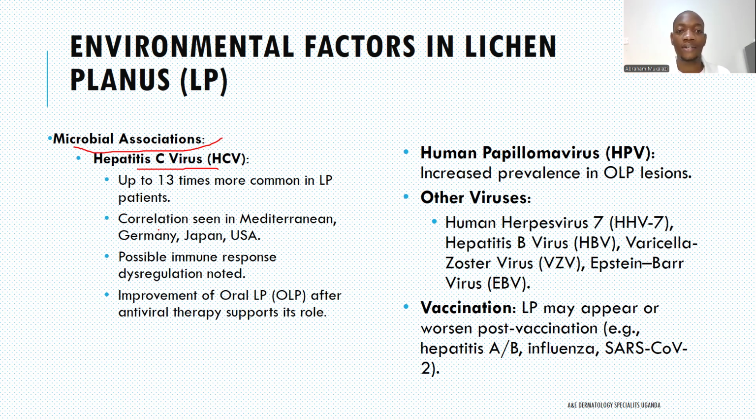And this correlation is also seen usually in the Mediterranean people, in Germany, Japan, and USA. And there's also a possibility of immune response dysregulation, maybe in response to hepatitis C, that ends up giving the presentation of lichen planus on the skin.